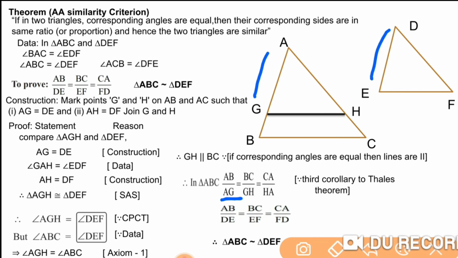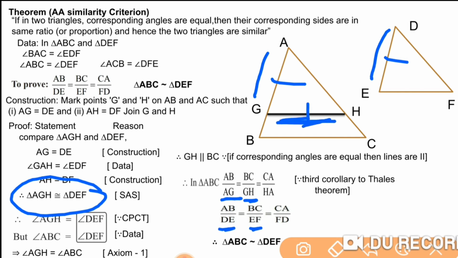Why can AG be written as DE? Because we have already proved that the two triangles are congruent. Even otherwise, we know that AG is equal to DE. Then in place of GH we have replaced it by EF. Why? Because the two triangles are congruent, so similarly GH has to be equal to EF. Then in place of HA, we have replaced it by DF, or FD.